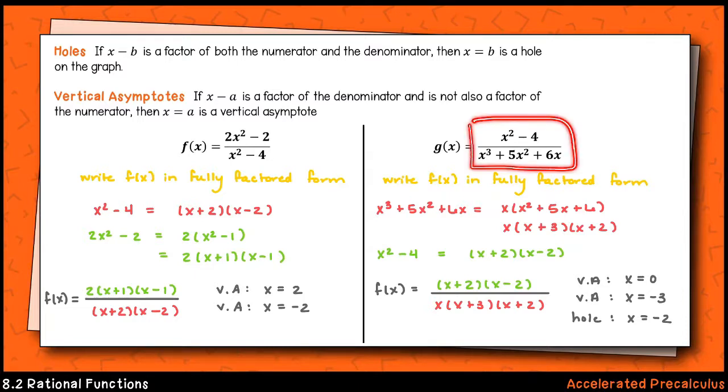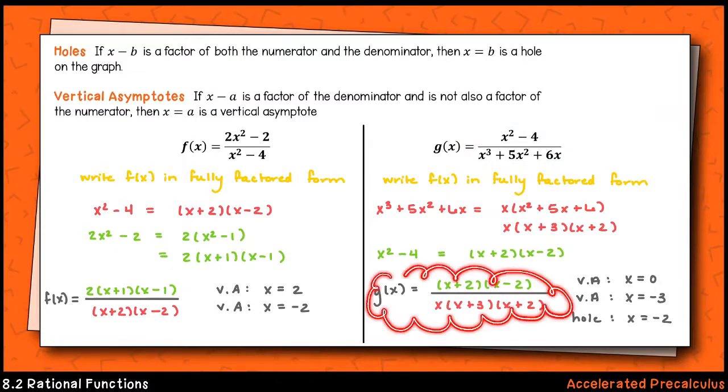On the right, we have a rational function with a quadratic numerator and a cubic denominator. Again, write g of x in fully factored form. In the denominator, since it's a third-degree polynomial, I'm expecting up to 3 excluded values. I have x equals 0, which is not a factor of the numerator, so I classify this as a vertical asymptote. I have x equals negative 3, again, not present in the numerator, so another vertical asymptote.